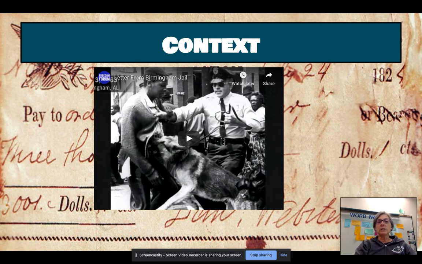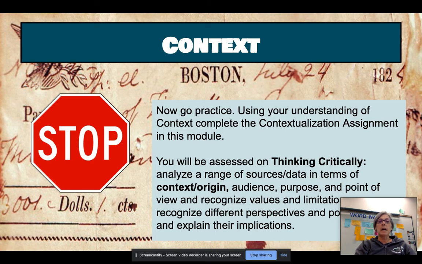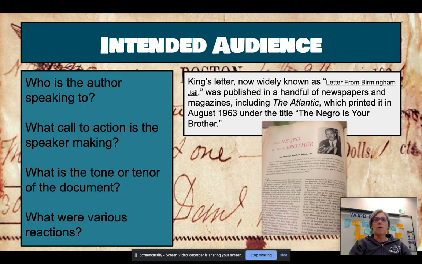You're going to watch this video in a little bit. We're going to skip it for now to see what was happening in the South at the time. So now you're going to go practice. Using your understanding of context, I want you to complete the contextualization assignment. You will be assessed on thinking critically and analyzing a range of sources in terms of context, origin, audience, purpose, point of view, and recognizing different perspectives and implications. So now go do it and practice that skill.